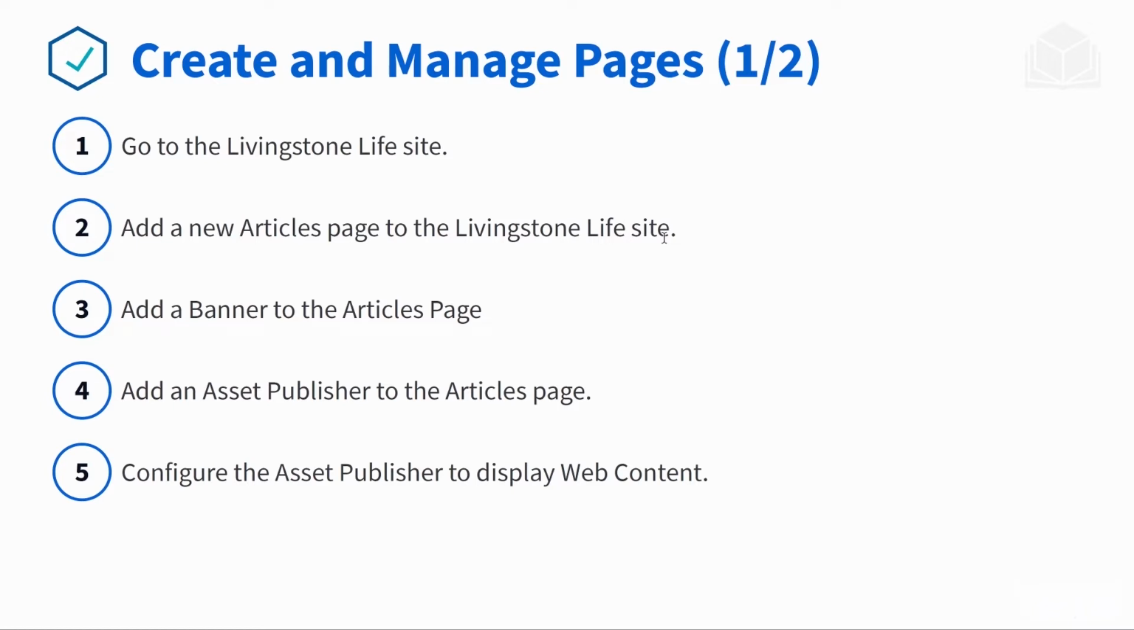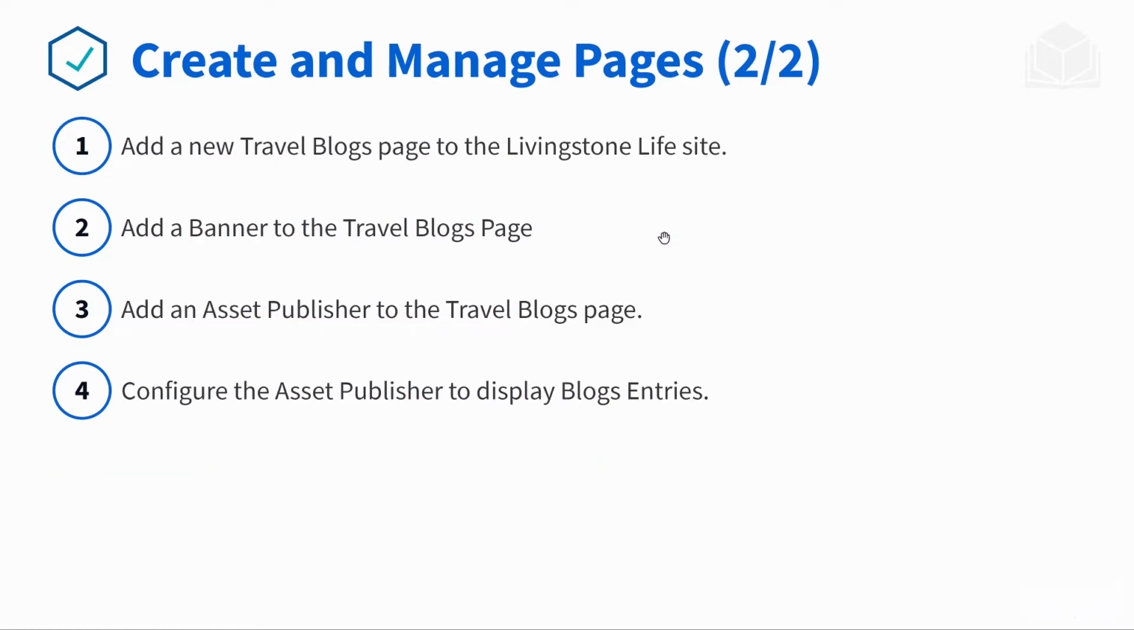So we'll create 2 pages and we'll add a banner to both pages. And then it's as simple as adding an asset publisher to both pages and configuring that publisher to either display web content when we're on the articles page or to display blogs when we're on the travel blogs page.